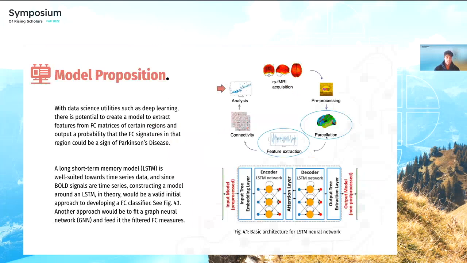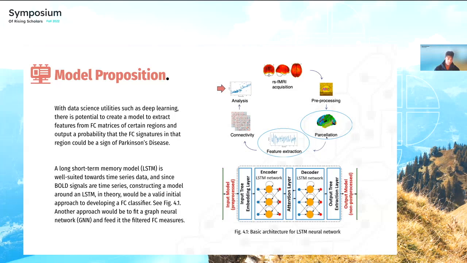Model proposition. With data science utilities such as deep learning, there is a potential to create a model to extract features from FC matrices of certain regions and output a probability that a given matrix of that region correlates to Parkinson's disease or not. I have 2 models in mind to try.